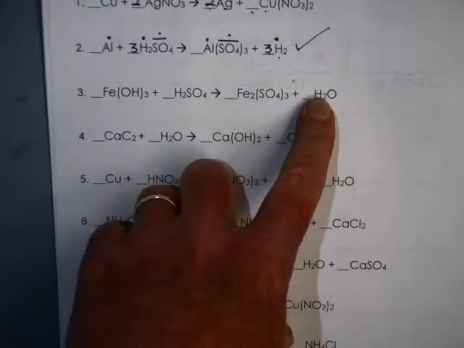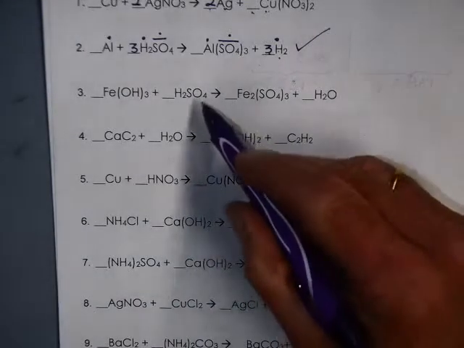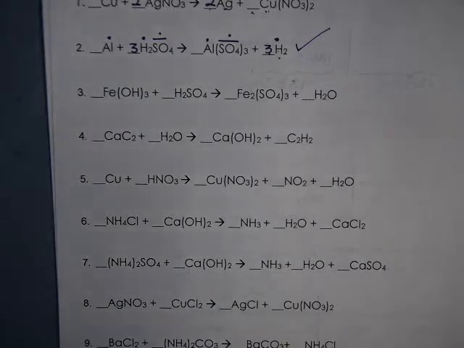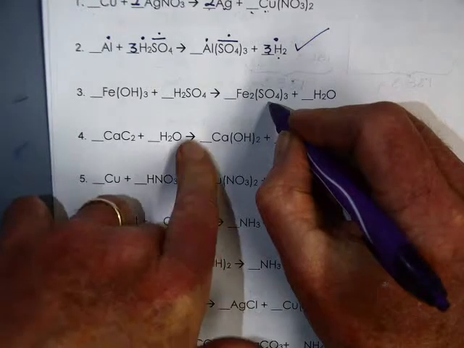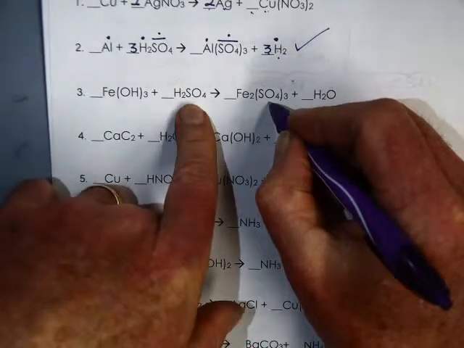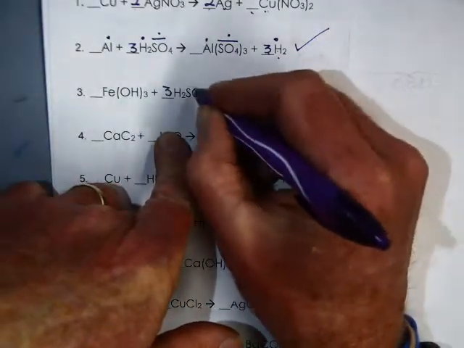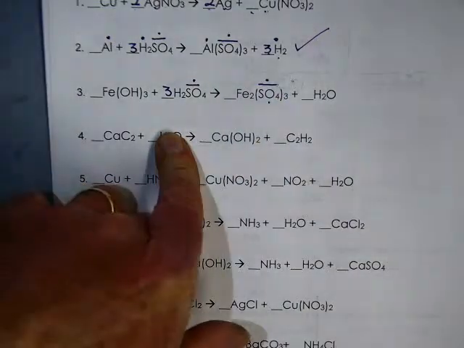Okay? So what am I going to do? What do I have? I don't have any diatomics or single atoms to worry about. But I do notice I have sulfates here and sulfates there. This is a good place to start. So I'm going to say, okay, 3 sulfates here. That means I'm going to do what with this bad boy? That's right, I'm going to put a 3 here. So 3 sulfates and 3 sulfates looks balanced.